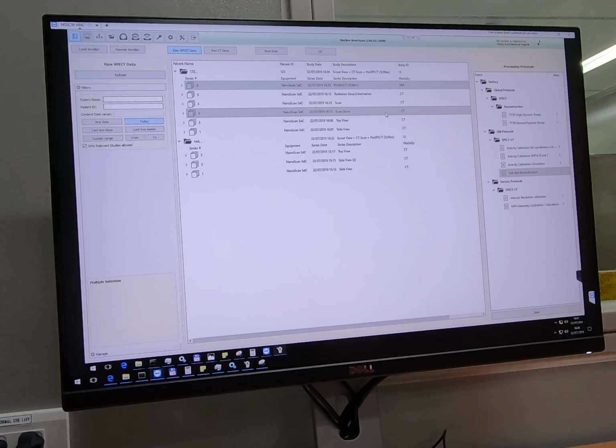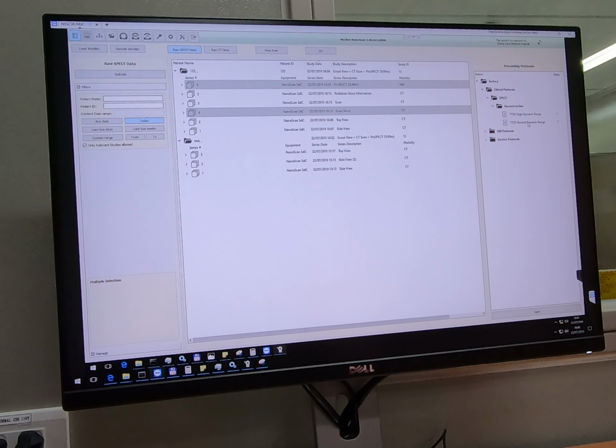Okay, and once you have selected the raw data, you also have to select one of the processing protocols. So actually we can close the QM protocol and the service protocol, and focus on the clinical protocols. As you see, there are two options: the high dynamic range and the normal dynamic range. The normal dynamic range is what we usually use. The high dynamic range is something special.